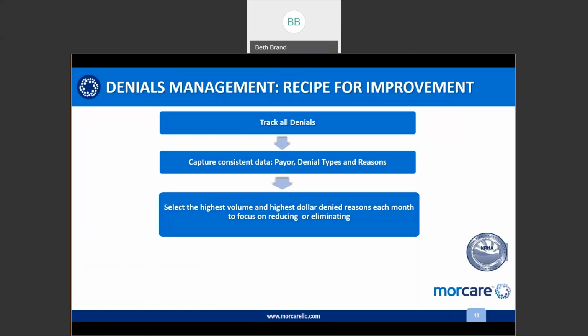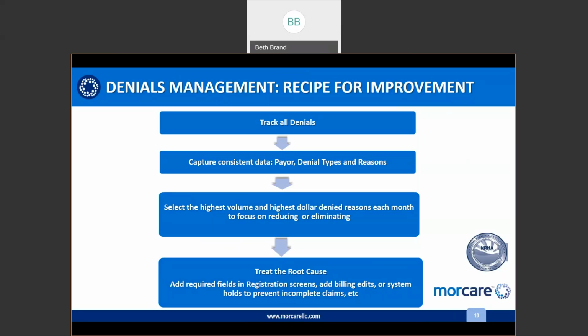Once you have collected some data on denials, then it's really important to study that and select the highest volume and the highest dollar denied reasons each month to focus on as you look to reduce or eliminate those denials. As we say in healthcare, it's important to treat the root cause, right? So that could mean adding required fields in your registration screens, or adding billing edits, or putting system holds at certain points to prevent incomplete claims from going out, etc. But you need to really get at what is causing these denials, and then seek to fix that.